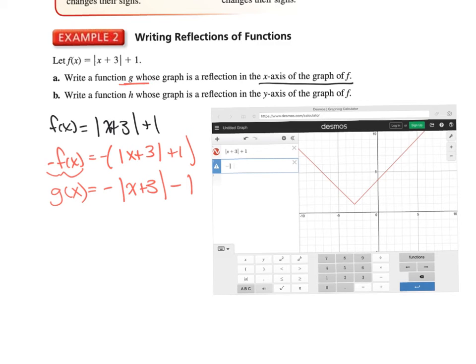Negative absolute value of x plus 3, minus 1. And we notice that it is reflected. So we see it visually. We did the algebra right, so we're good to go. It's a good way to check. So that was part A. Let's look at part B.